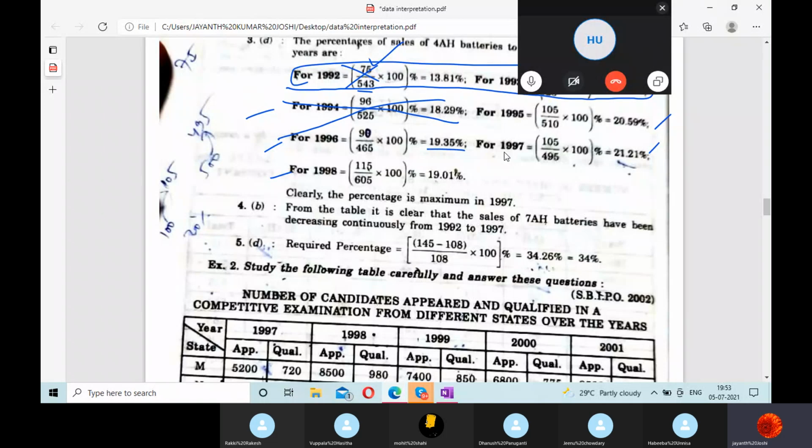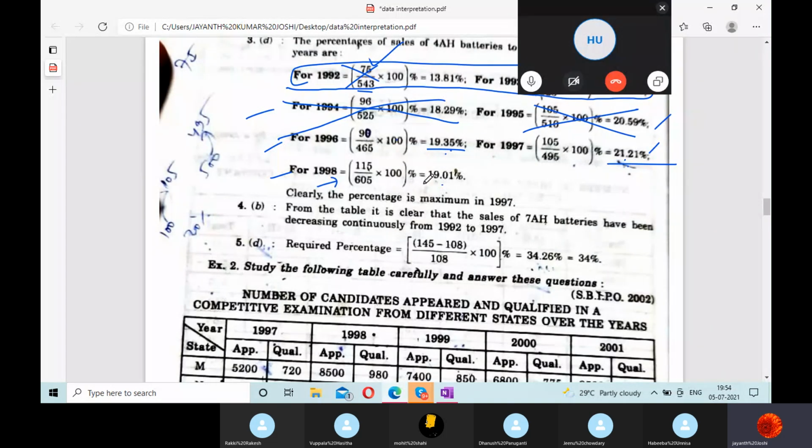Okay. So now we have got conclusions. What conclusions we have got? 105 by 510. This one also smaller, and this one is bigger. So this, and now this. In this three there is a tie. So this one is smaller than this. Okay. 19.35 is smaller than 21.21. Only this one is left over.